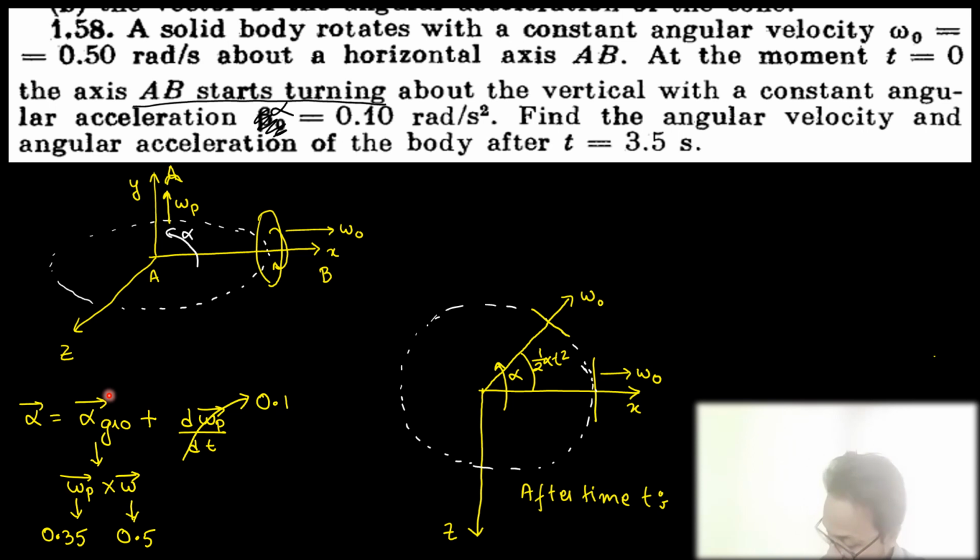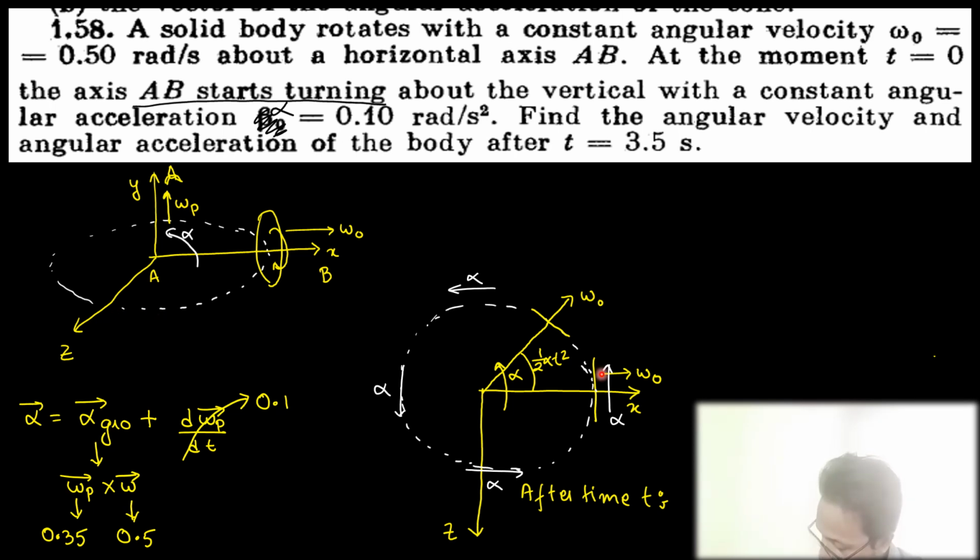Now you have to find out the angle between the gyroscopic acceleration and the rate of change of precession velocity. See, gyroscopic acceleration will always be perpendicular to both the angular velocity of the wheel and the precession angular velocity. Okay, this will always be the direction of gyroscopic acceleration. So gyroscopic acceleration would be along negative z direction, along negative x direction, along positive z direction, and along positive x direction.